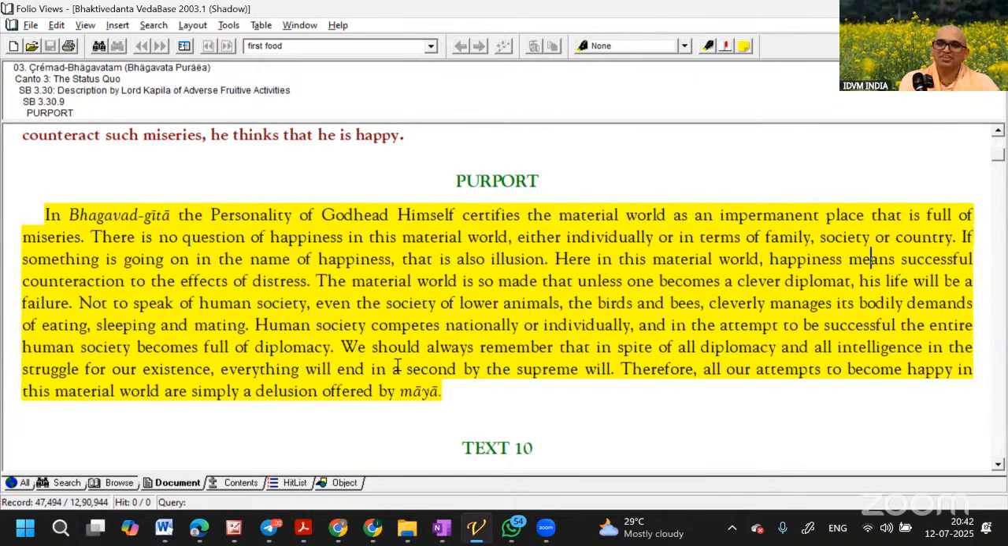This is the situation. We should always remember that in spite of all diplomacy and all intelligence in the struggle for our existence, everything will end in a second by death. When the 100 years of Brahma are finished, everything is wiped off. Every day also they are wiped off. Finished, even in Swarga.